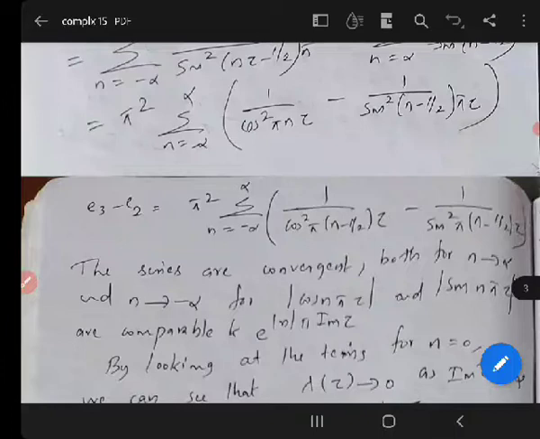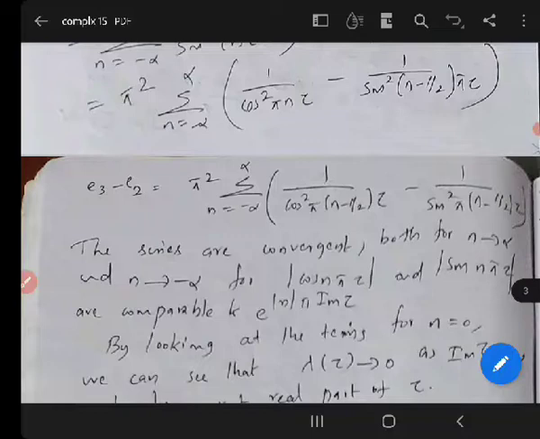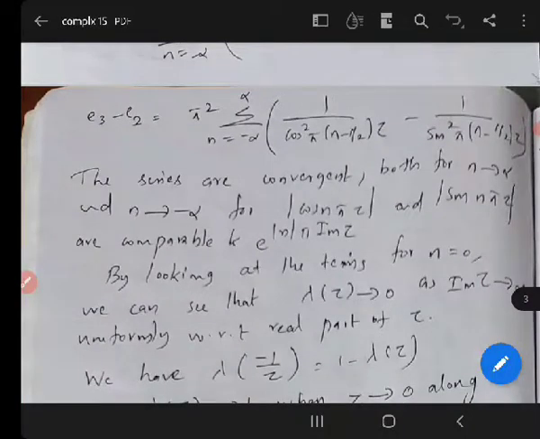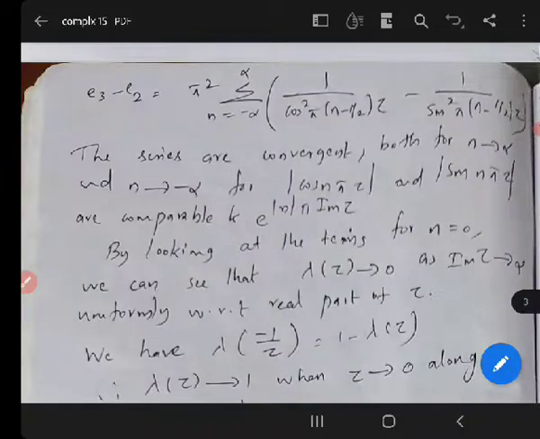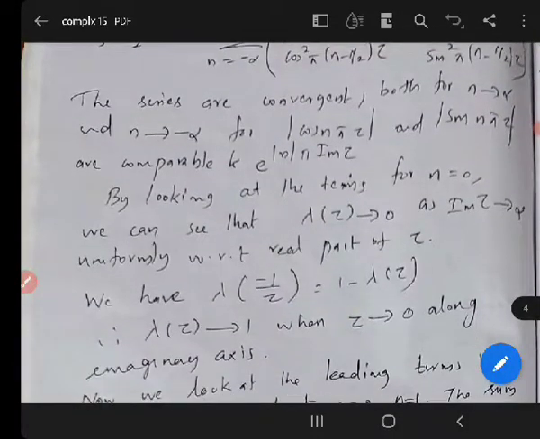Okay, so the series are convergent, both for n tends to infinity and n tends to minus infinity, because we know that modulus of cos n pi tau and sin n pi tau are comparable to e raised to mod n pi times imaginary part of tau. So the convergence is uniform. Okay, now we have lambda of 1 minus 1 by tau is 1 minus lambda tau under this transformation. So lambda tau approaches 1 when tau tends to 0 along the imaginary axis.